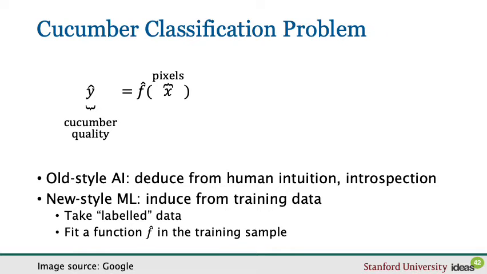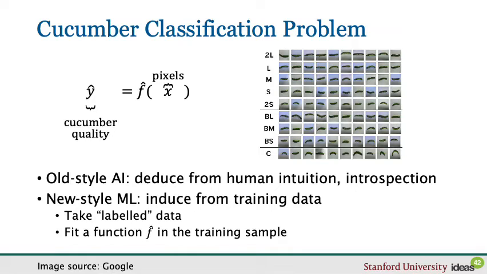So how could that work in this case? In this case, we could take what is called labeled data. So data where we already know which quality cucumber each of the pictures corresponds to, and then fit a function that maps each of those images to one of the quality categories. And by fitting such a function, we solve this classification problem by finding one that fits particularly well.